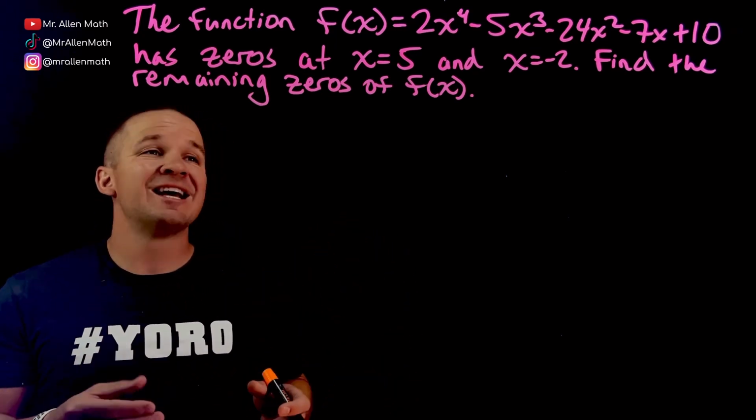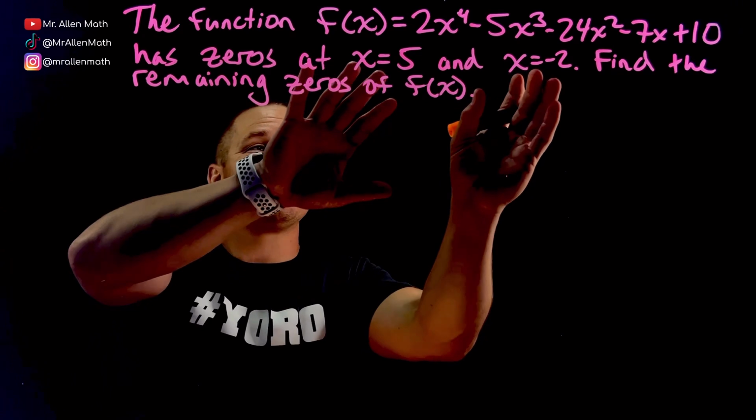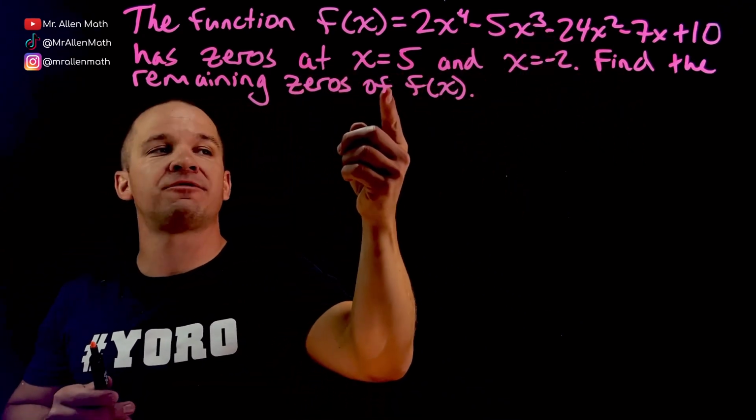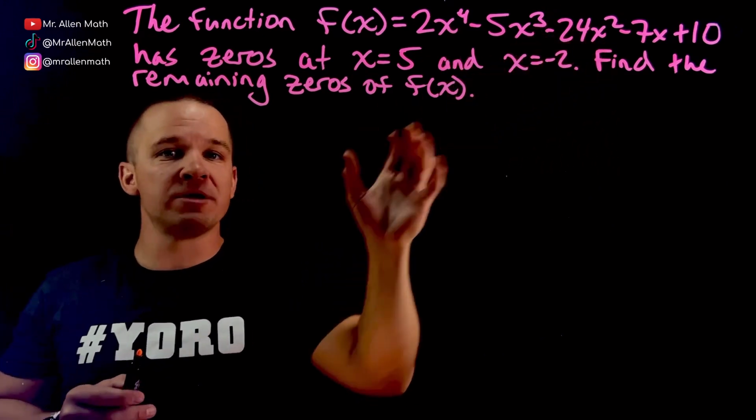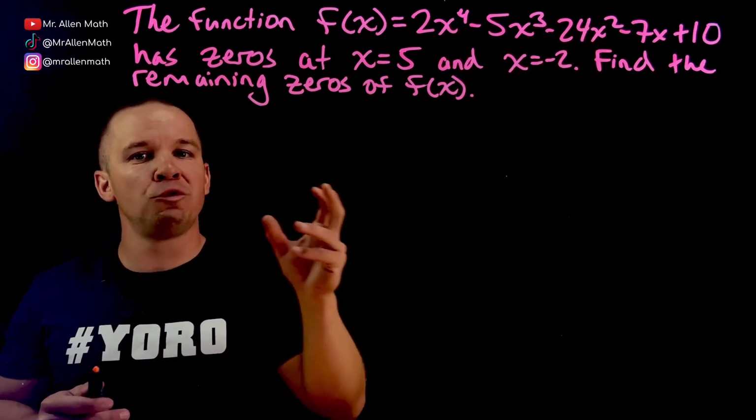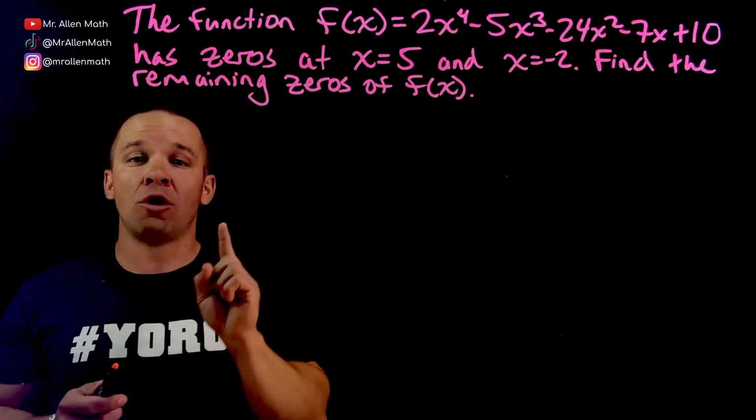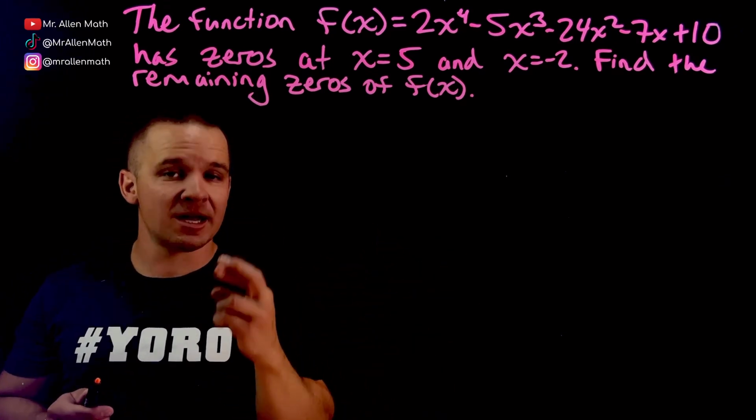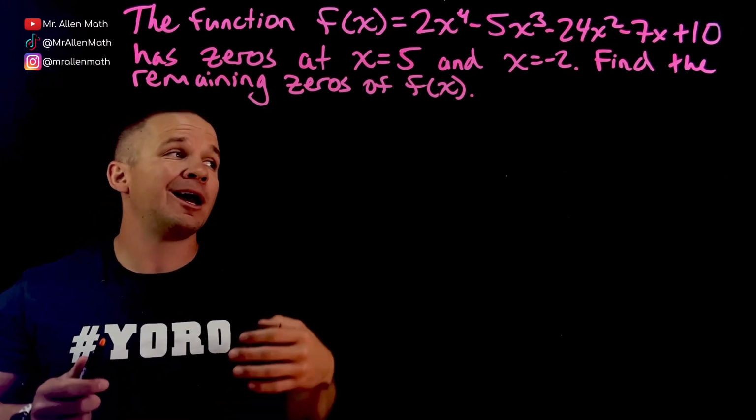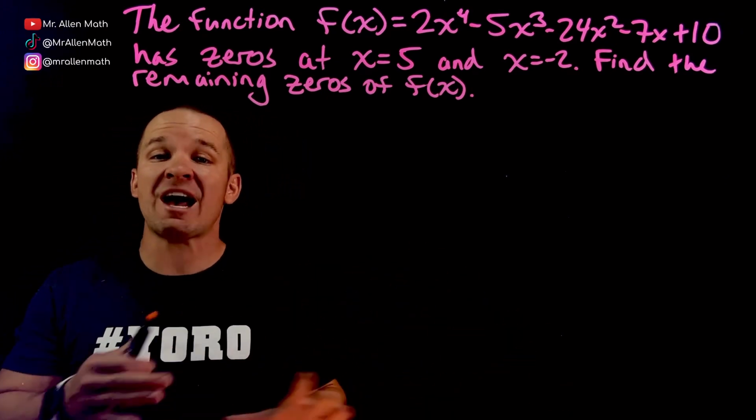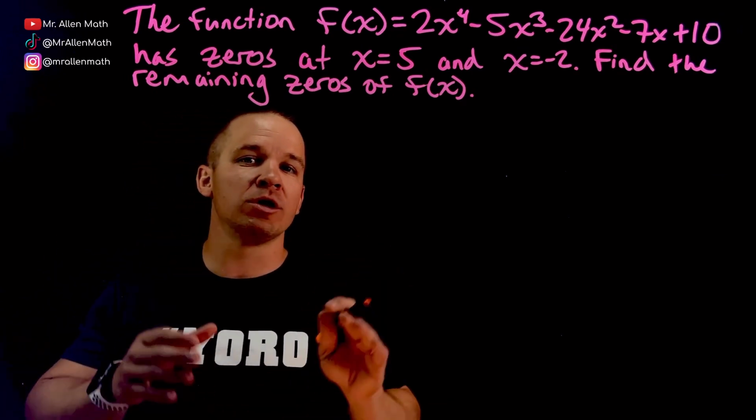We're going to use synthetic division to divide these guys out of my polynomial. So I'm going to divide out my 2 factors of x minus 5 and x plus 2 from this polynomial. And if I divide out 2 factors from a quartic, I'm left with a quadratic, which hopefully, fingers crossed, I can factor. In worst case scenario, I'll use the quadratic formula to get my 2 solutions. So we have a plan of action. Let's get after it.